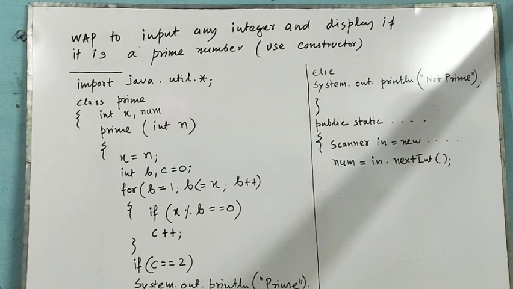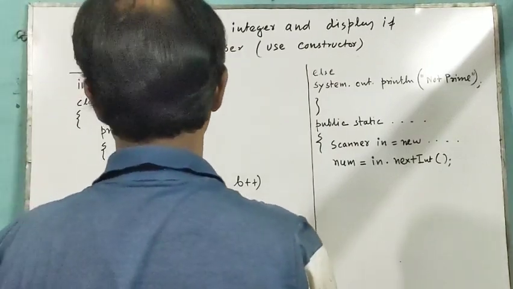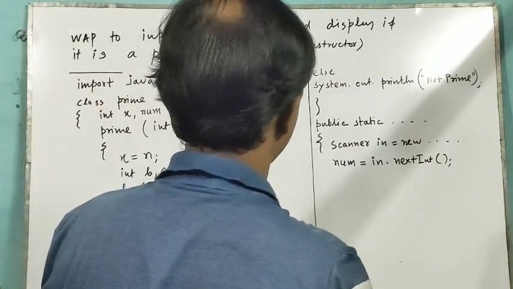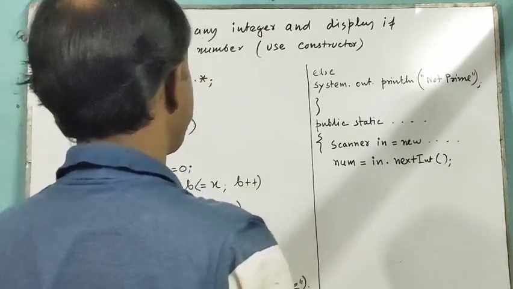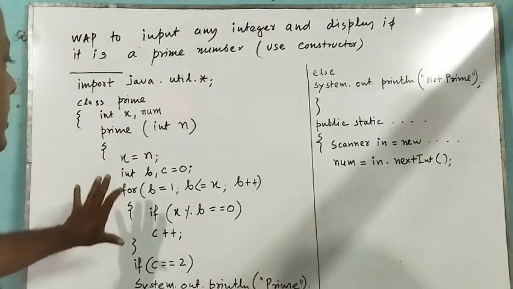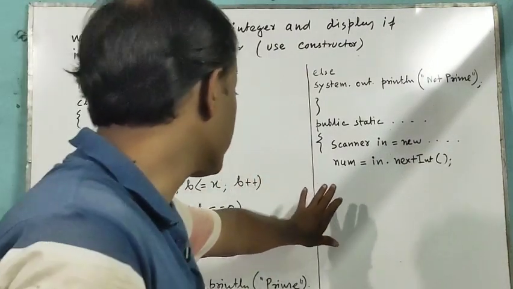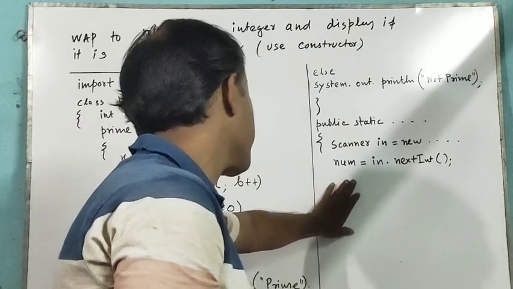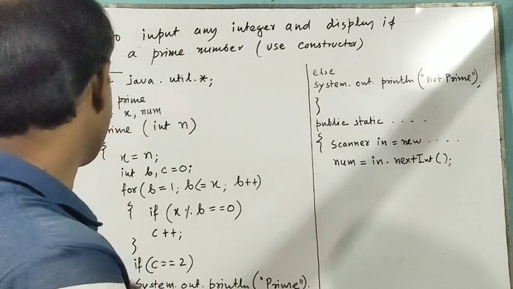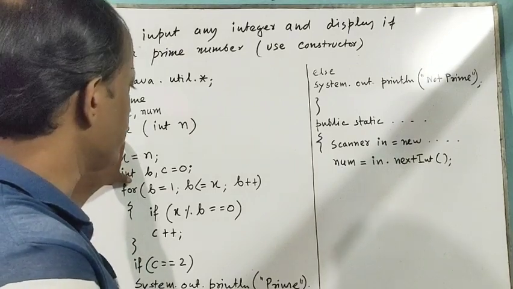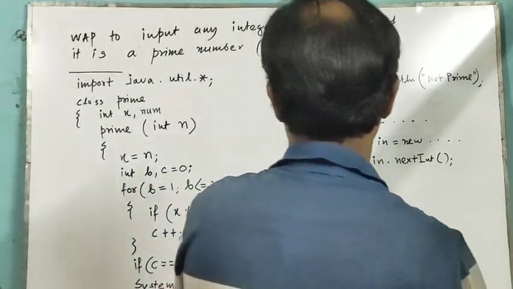So, we have taken one integer as input. Now, we will use the constructor to check whether num is a prime number or not. How to check a prime number? That part we have already written in the constructor. So, we are not going to write anything else here to check whether num is a prime number or not. Instead, we are going to use this constructor to check whether num is prime number or not.